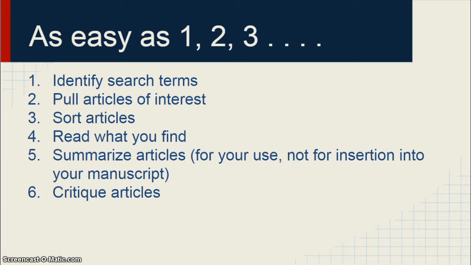So it's just as easy as 1, 2, 3, right? Well, maybe it's a little bit more than 1, 2, 3. First thing we need to do is identify search terms. Now, this may be simple for some projects. Maybe we're looking at an issue related to college student retention. And so we would just type in college student retention in our favorite library search database and click the search button. And we would get a lot of results.